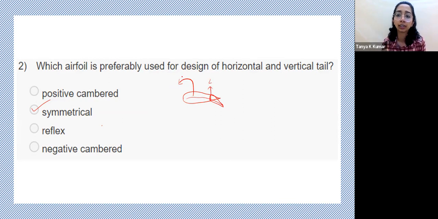So for the horizontal and vertical tail to produce lift, we have control surfaces. We do not otherwise require it to produce any lift in the upward or downward direction, which is why almost always it's preferred to have a symmetrical airfoil for horizontal and vertical tail, as its main purpose is not lift generation, it is stability and control.